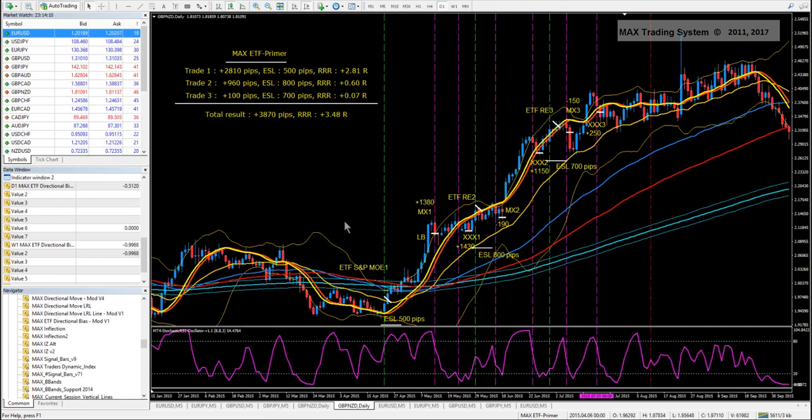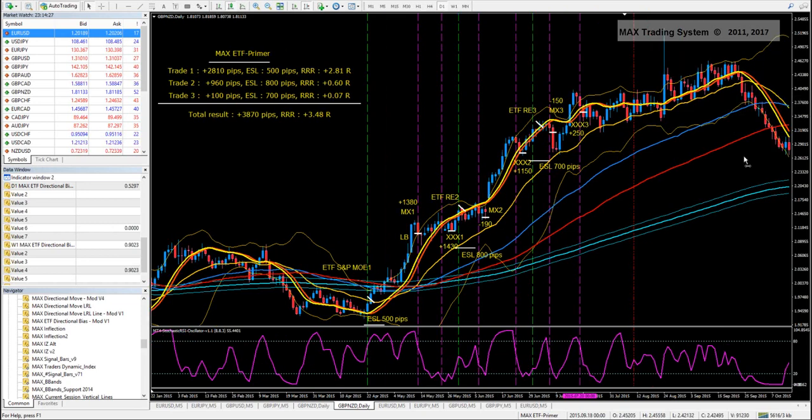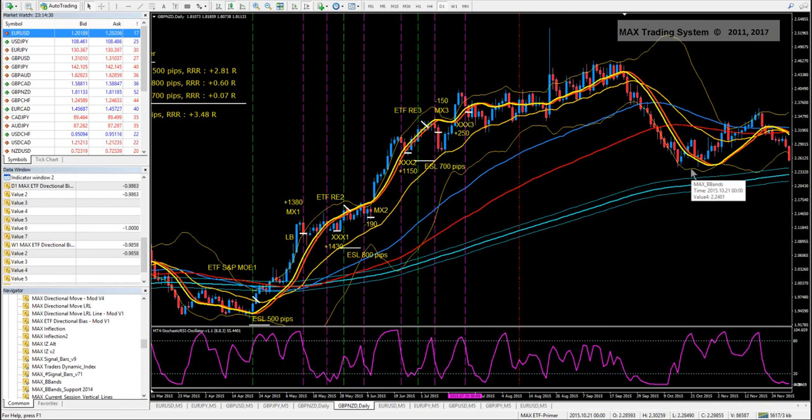Okay, so this is the feature of the Max ETF, and in this case the Max ETF Primer, and you can see that we can catch the movement very early after a trend reversal, or I should say a directional movement reversal, and then very soon after, a few bars after this movement in this area, we had another possibility to catch a short trade.